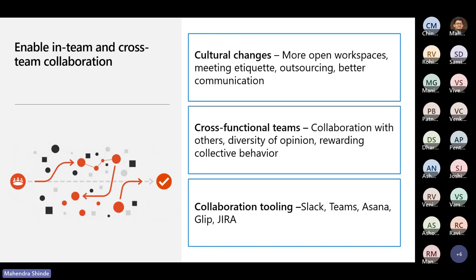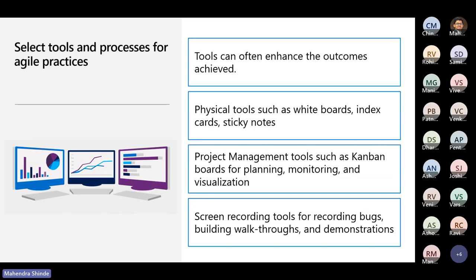If you look at the cultural changes, there should be more open workspaces, proper meeting etiquettes, outsourcing, and better communication between them. You can use tools for better collaboration and communication, like Slack, Microsoft Teams, Asana, Glip, and Jira. These are collaboration tools that help teams collaborate and communicate with each other. You could also use tools like a physical board, a Kanban board here I'm talking about, or you can use software-based tools like Azure Boards for managing your project.